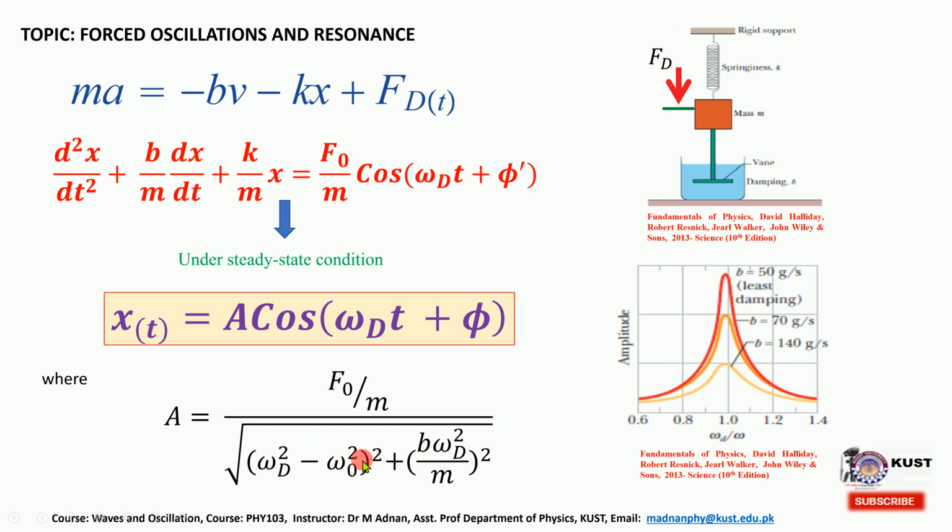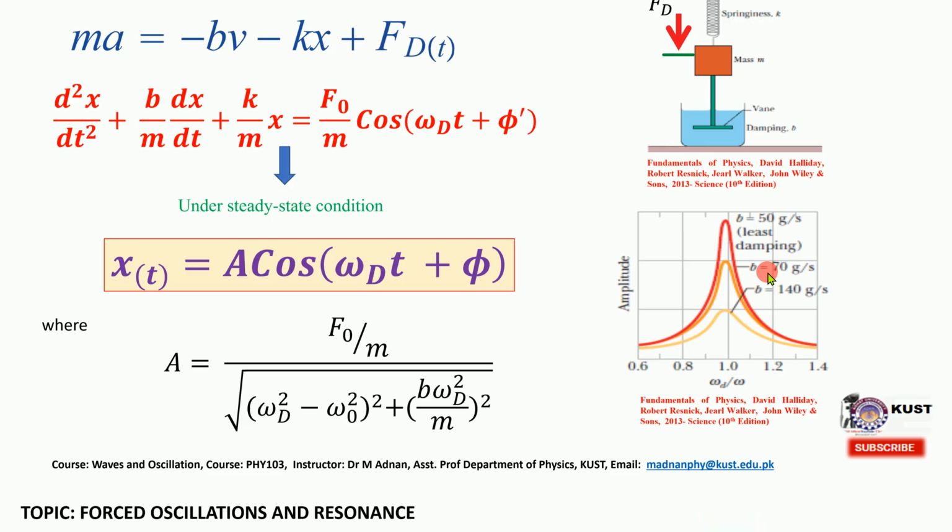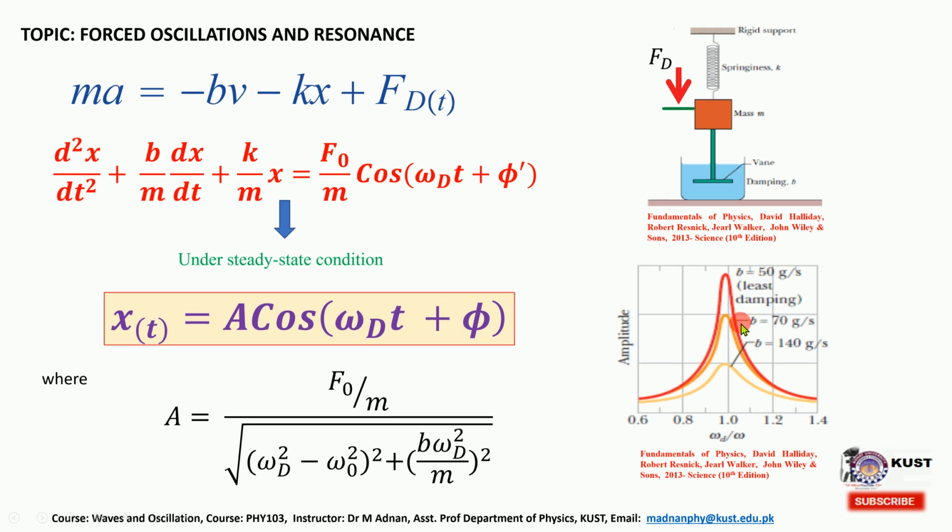So if these two frequencies are equal, this term will be 0, and we will be left with this B factor, which is the damping factor. One can see from these three different plots that the least damping is B equal to 50. For B equal to 50, the denominator in the amplitude term is small, so that this A will be large.